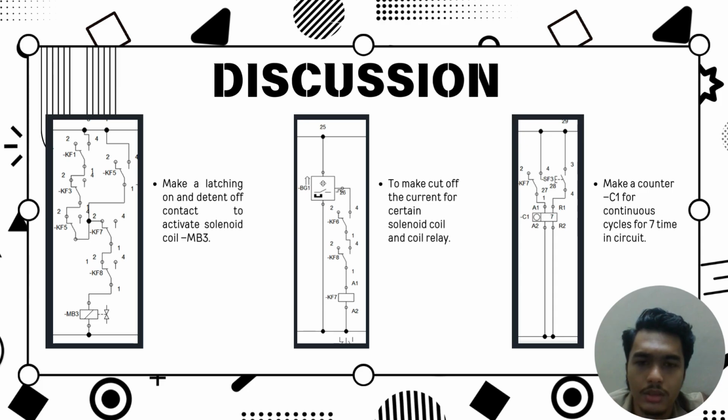From the simulation project, the first challenge that I got was making a latching on and detect off contact to activate the solenoid coil -MB3 and another solenoid coil. Next, number 2 is to cut off the current for certain solenoid coils and coil relays. And lastly, making a counter -C1 for continuous cycles several times in the circuit. Thank you.